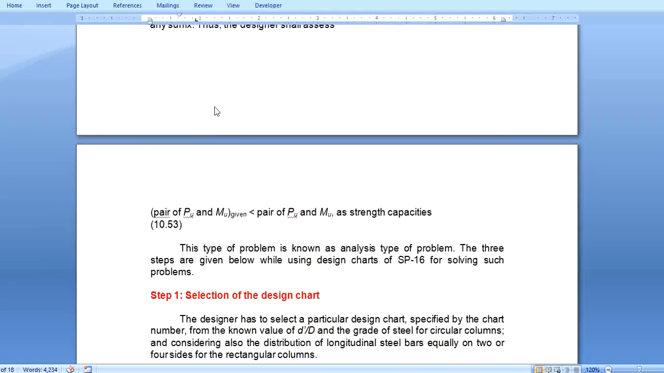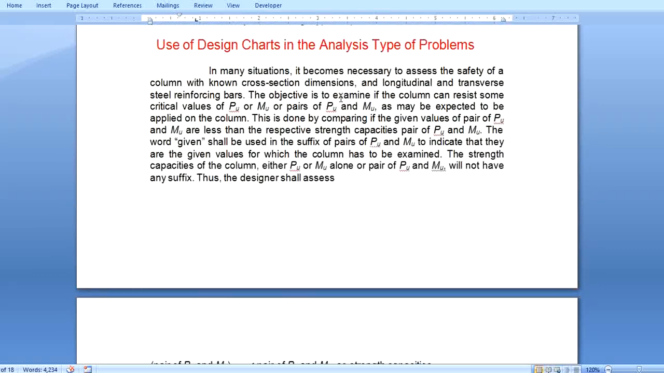Now, this is what I have explained. There are two types of problems. One is analysis and one is design type of problem. First we are going to study the analysis type of problem. So you can see over here.